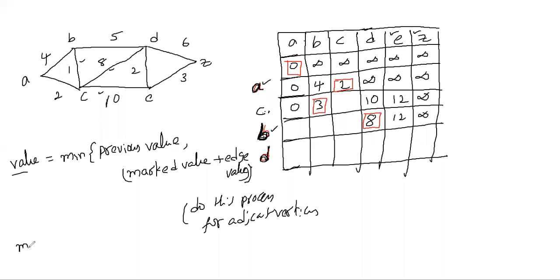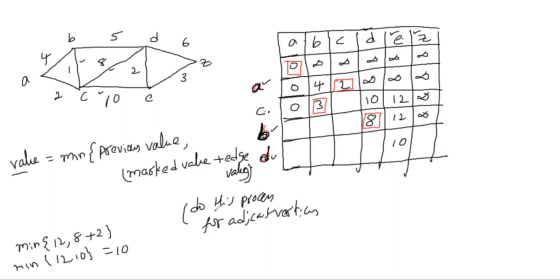Minimum of, for E and Z. First come to E. Previous value 12. Next marked value. What is the marked value? 8, plus for D to E, what is the edge value? D to E is 2. How much is its value? 12 comma 10. So minimum of 12 comma 10. How much minimum? 10. So that 10 you write here.